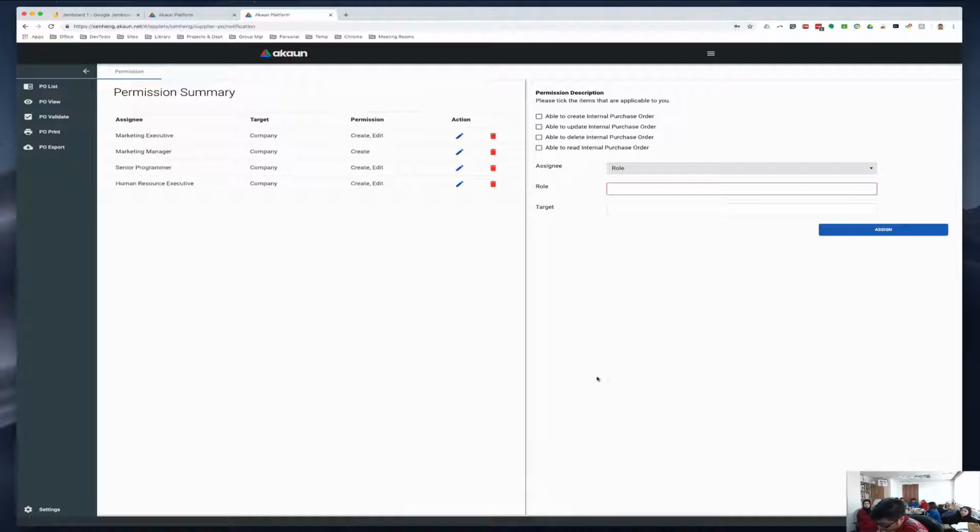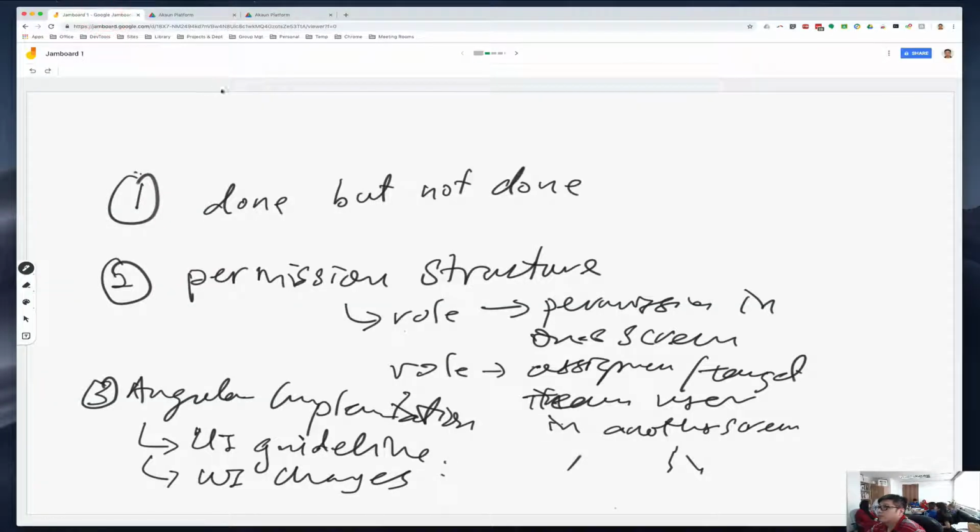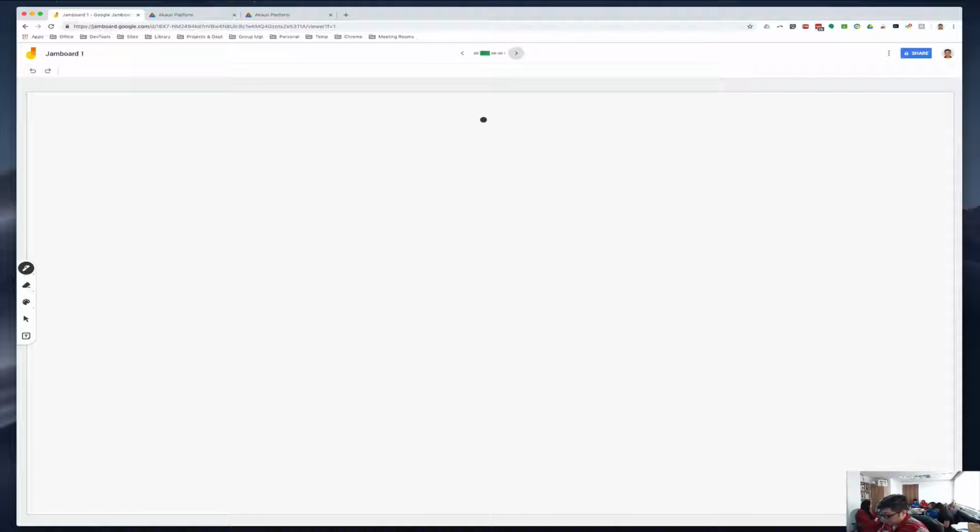Okay, now you're saying what you have done. This is done on this page. Yeah, this page is already done. Okay, when we click here, when we are already in this page, I think the permission should automatically be applied to the PO. Why does it need to?